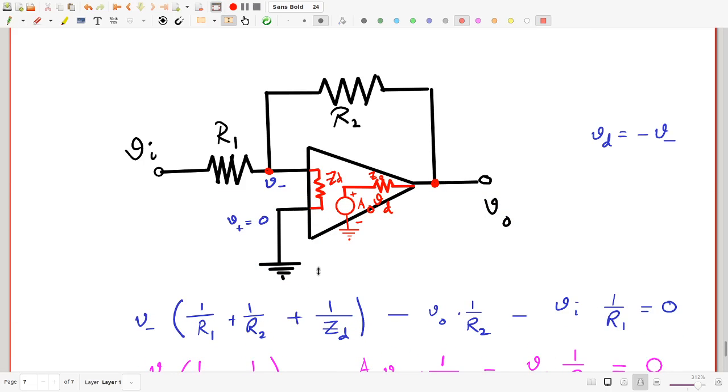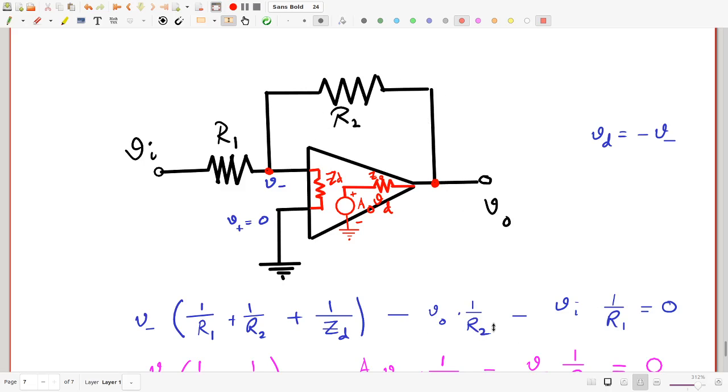So as you can see, this is nothing but the nodal equation at this point. This node, which is at voltage V minus, is connected to three other nodes: the ground, Vi and Vo. And you just add the three admittances, 1 by R1, 1 by R2 and 1 by Zd, and multiply that by V minus. From that you subtract Vo by the admittance which connects it to V minus.